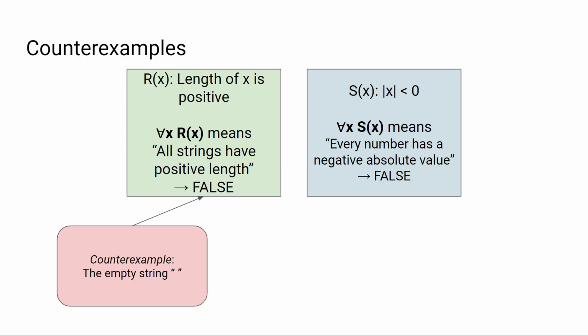Likewise, "for all x, S of x" is false because there's a counterexample there as well. In fact, there are many. For example, x equals 1. The absolute value of 1 is just 1, which is not negative, so S of x is not always true.